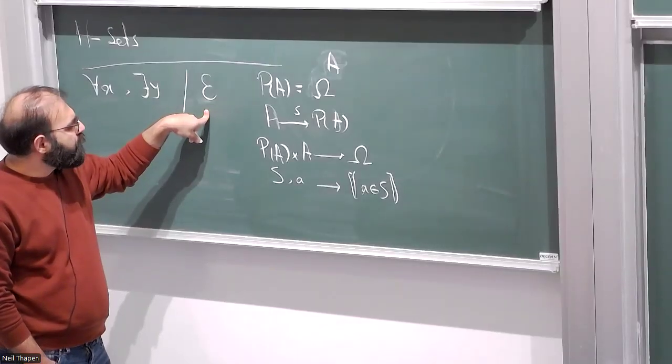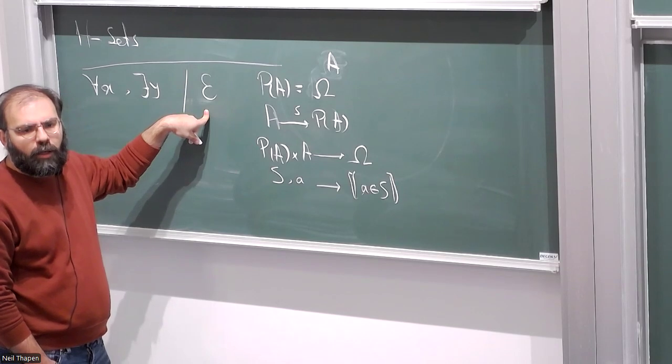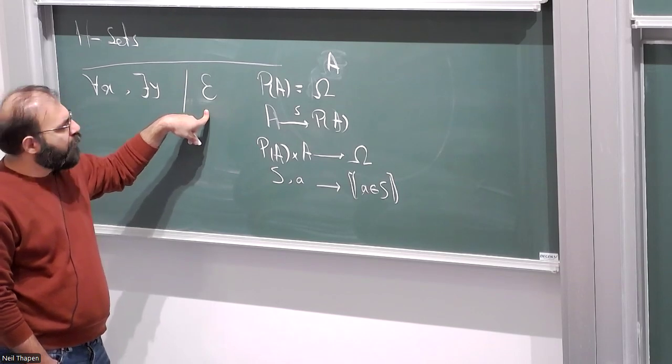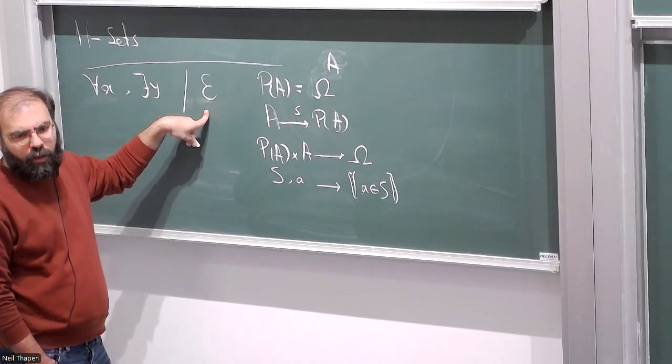And so you said that A going to PA is like a singleton. Yeah, there is a map like this. What is the object of the singleton?